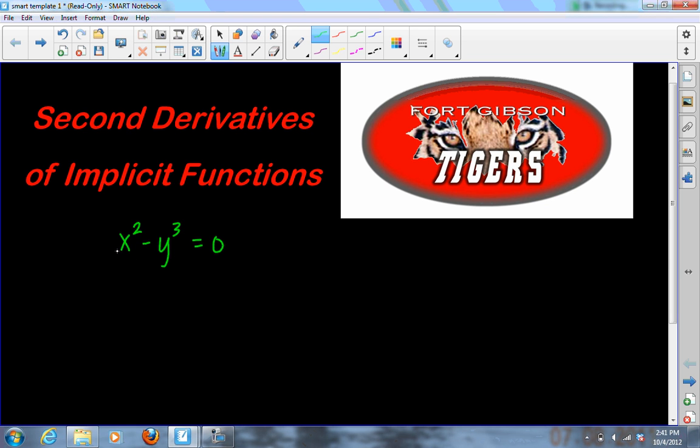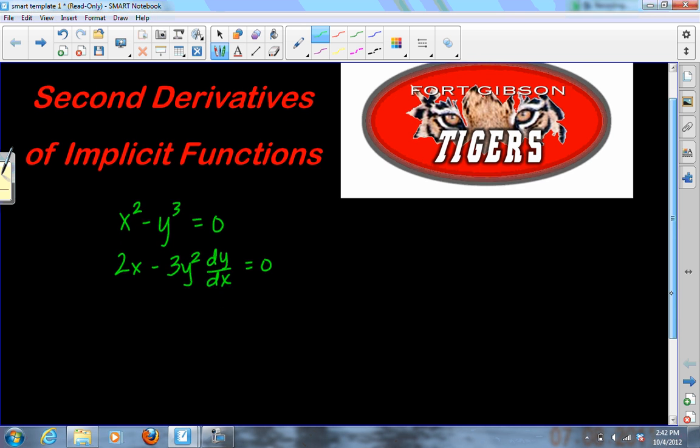So first, if you want to find the second derivative, you're going to have to find the first derivative. So we need to take the derivative of each side with respect to x. So that would be 2x minus 3y squared dy dx equals 0. And again, that's because the derivative of x squared with respect to x is just 2x. The derivative of y cubed with respect to x is bring the 3 down, rewrite the y, take 1 off the power, times the derivative of the inside, or the y, with respect to x.